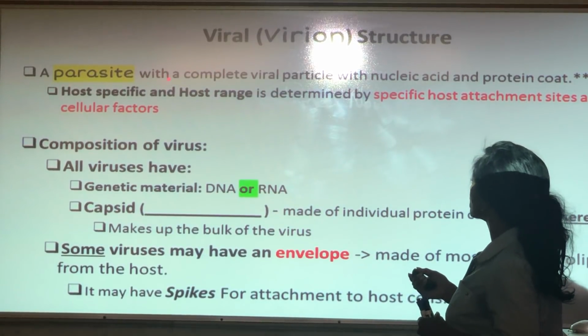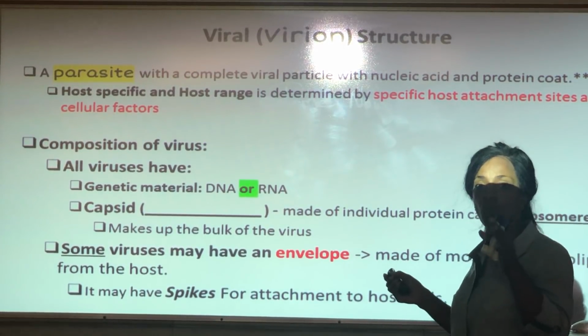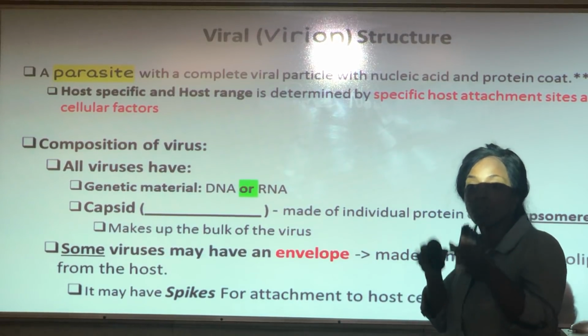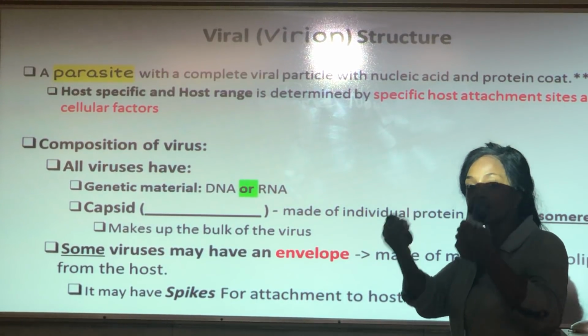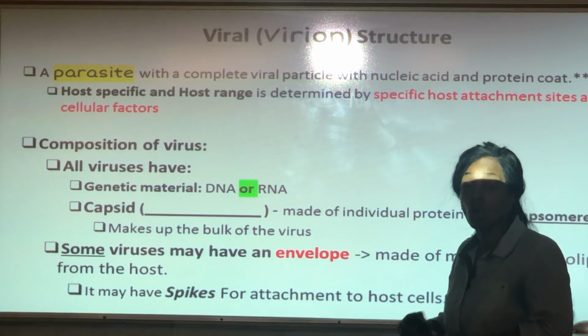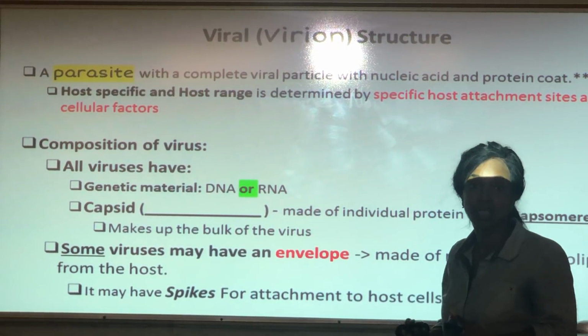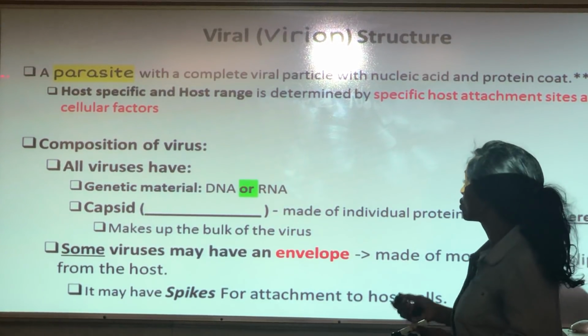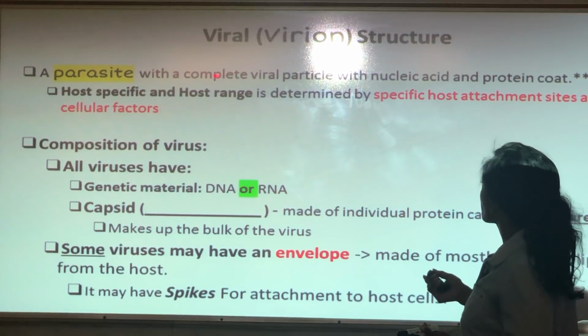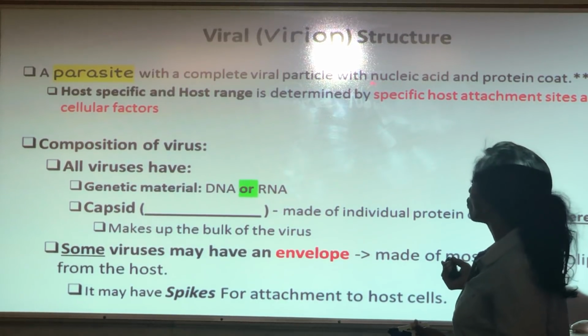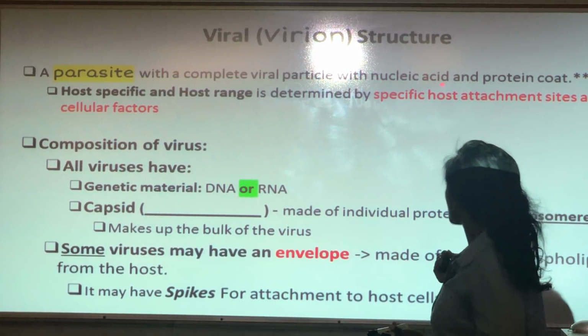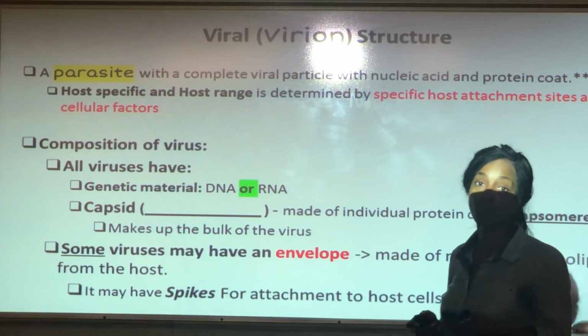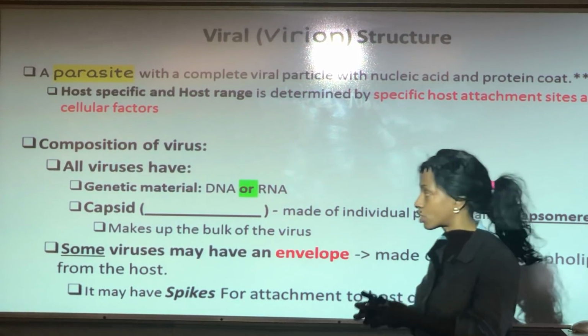So these are parasites. And just again, for the word parasite, just because something is a parasite doesn't mean necessarily that it will hurt or cause harm to another cell. All right? If it's going to cause a disease in another cell, then we call that a pathogen. Right, so to distinguish. So a parasite with a complete viral particle, these viral particles have nucleic acid and will have a protein coat. So that's their overall structure.